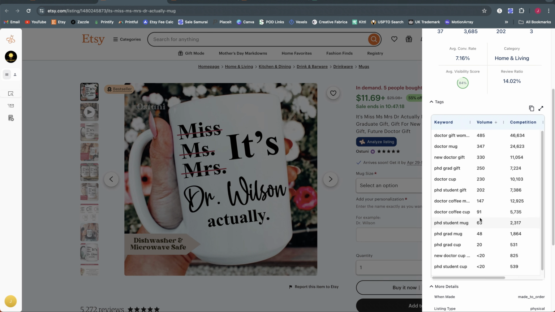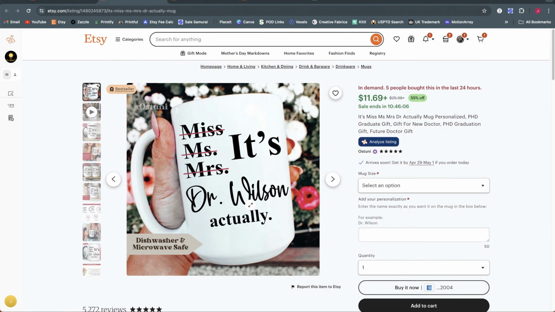And if we look at the tags they're using, there are some nice looking opportunities here. If you look at PhD grad gift, we've got over 200 monthly searches and 7,000 competition. Now, as you can see, this one is also personalized. So you could adapt this design to not be personalized if you're not interested in selling personalized designs. But if you're open to doing personalized designs, then that just broadens your opportunities.